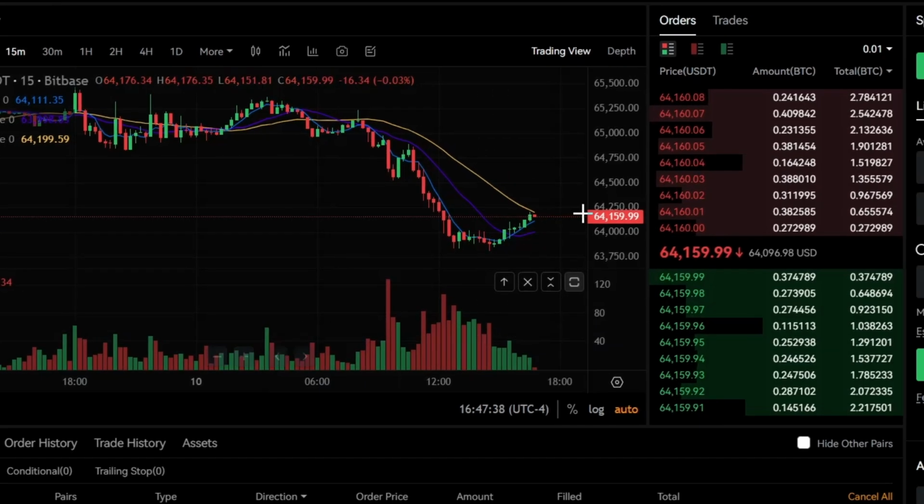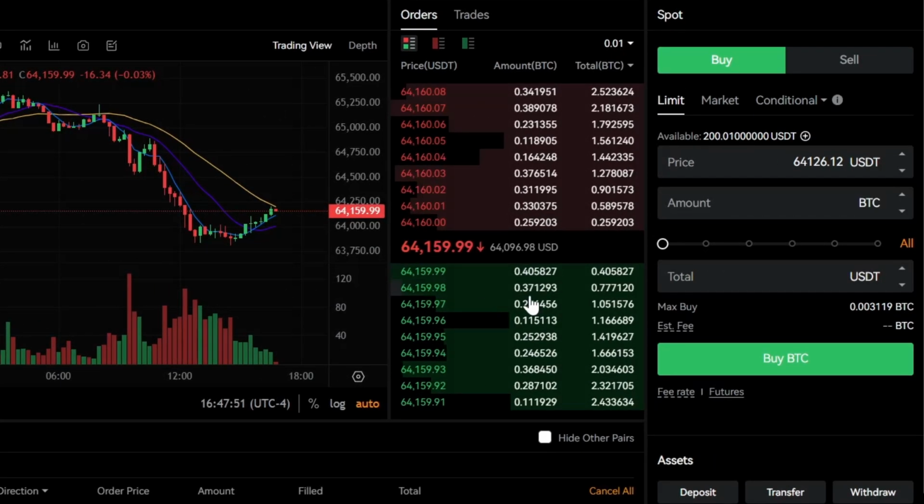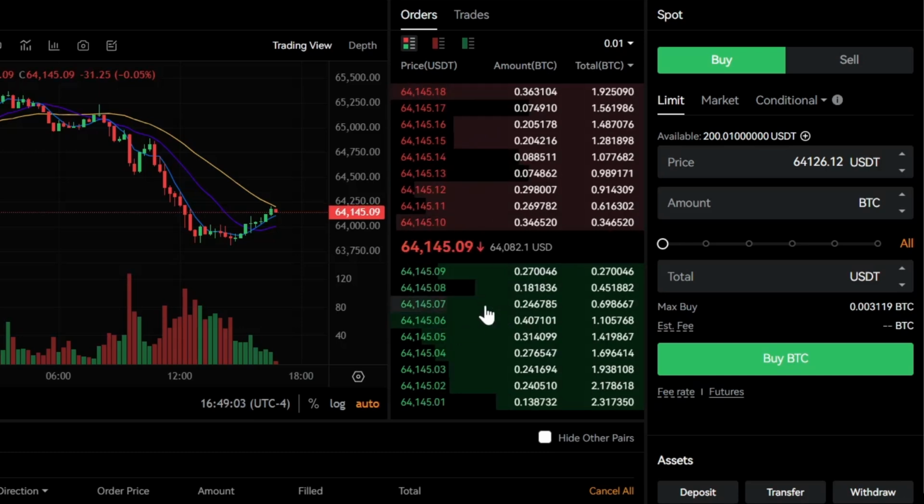To the right of the chart, we have the order book. The order book shows limit orders waiting to buy and sell. Green orders are bids from buyers, while red orders are asks from sellers. The difference between the best bid and ask is called the spread.